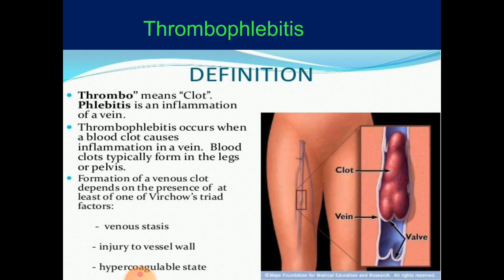Formation of venous clot depends on the presence of at least one of the Virchow's triad factors like venous stasis, injury to the vessel wall, or hypercoagulable state. So this completes our topic, the general anatomy of the blood vessels.